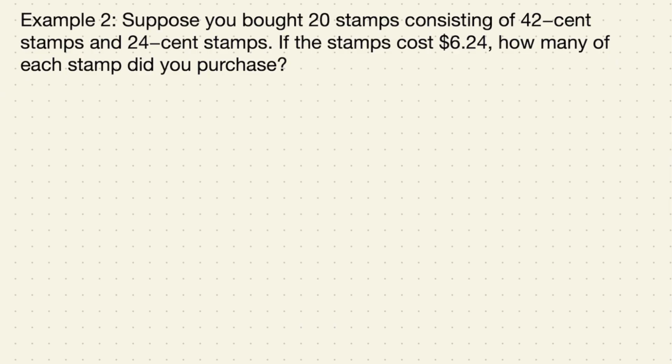So example number 2 reads: suppose you bought 20 stamps consisting of 42-cent stamps and 24-cent stamps. The stamps cost $6.24.